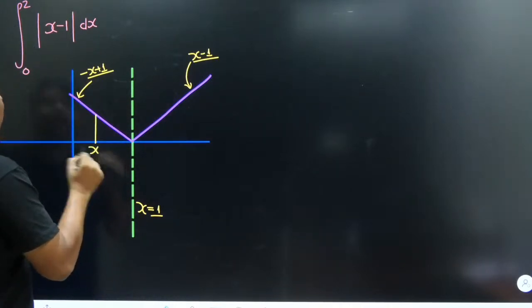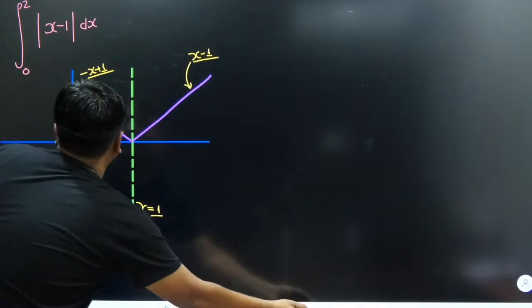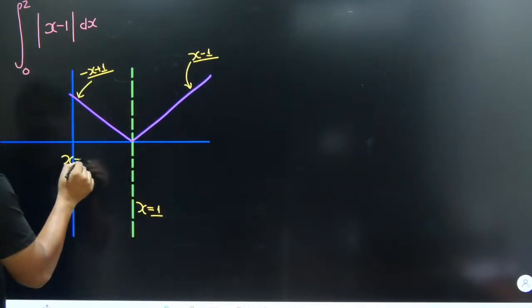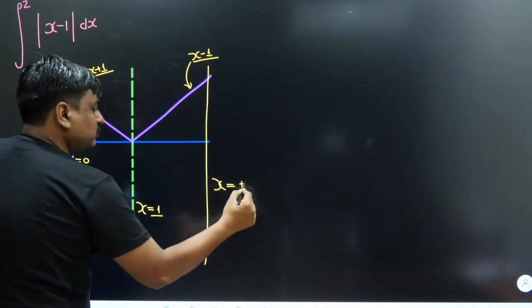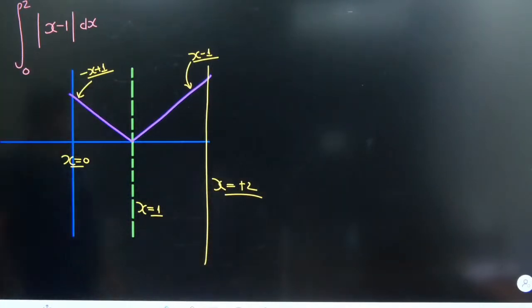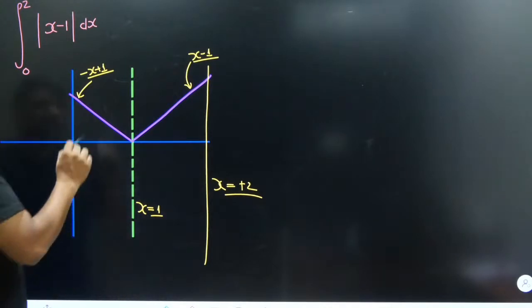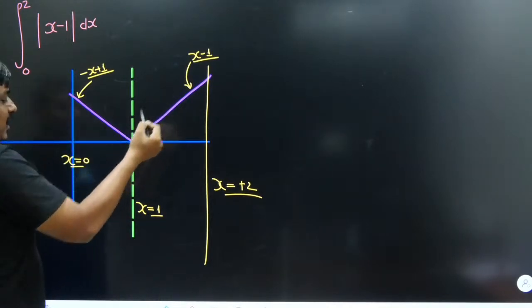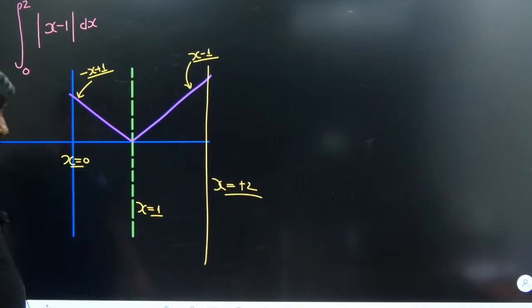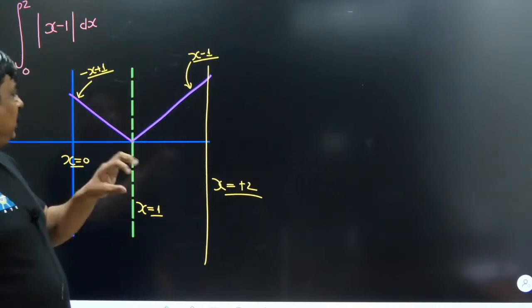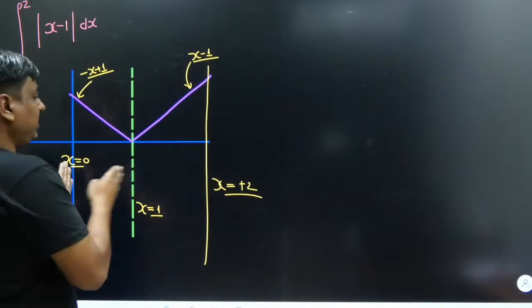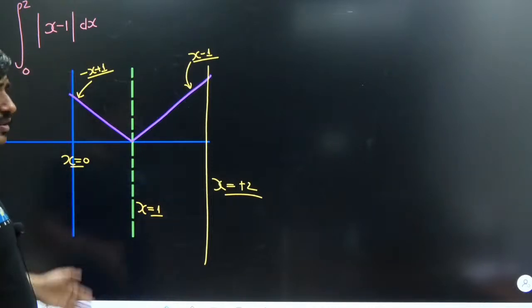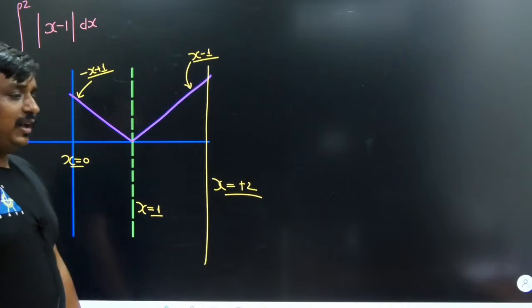The lower limit had been at x equals 0, which used to be the y-axis, and the upper limit had been at x equals plus 2. You yourself would be able to understand this curve had been a symmetrical curve taking the reference of x equals 1. So if you calculate either this area or this area and multiply with 2, you would be getting the complete area occupied by the given function from x equals 0 till x equals 2.